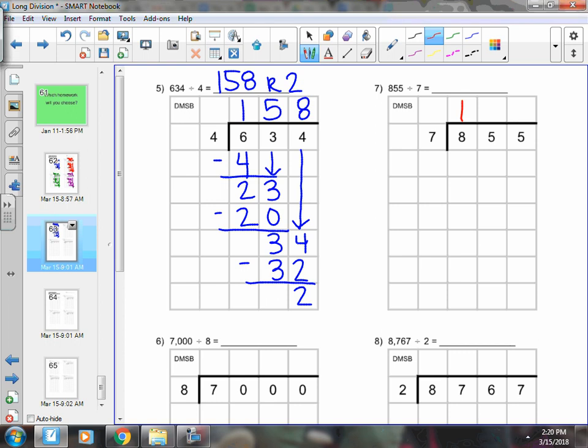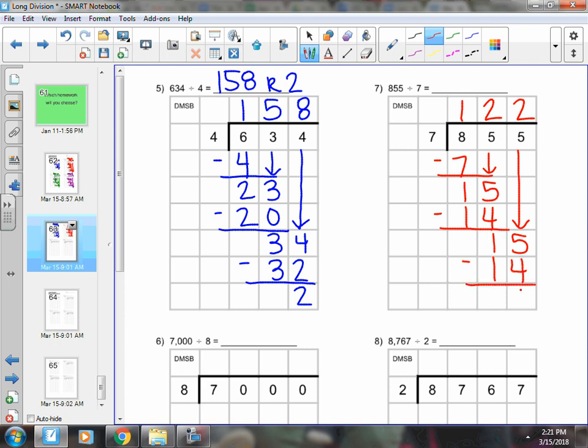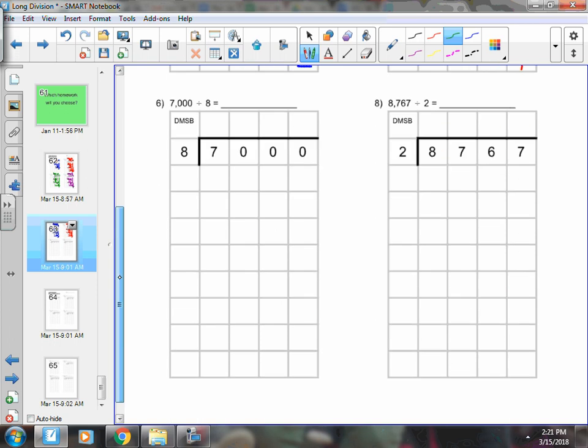Think groups of 7. Multiply. 7. Subtract. Bring down. 2 groups of 7 will fit inside of 15. Multiply. 2 times 7 is 14. Subtract. Bring down. 2 again. 2 times 7 is 14. Subtract. There's nothing to bring down. That's when you know you're done. 122. Remainder 1. And the last 2 on the page.